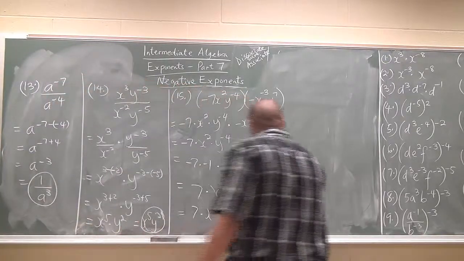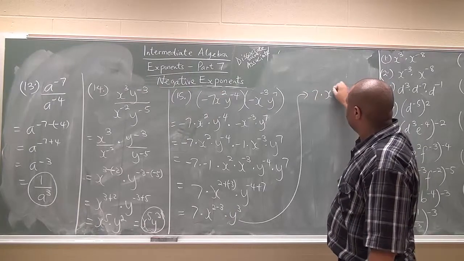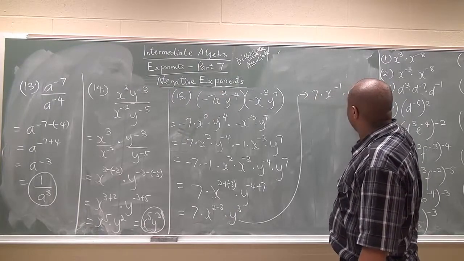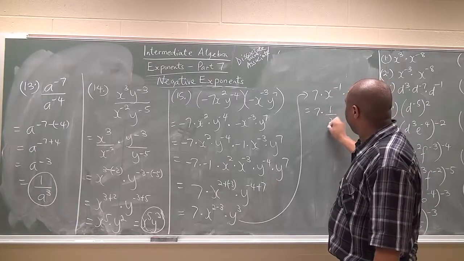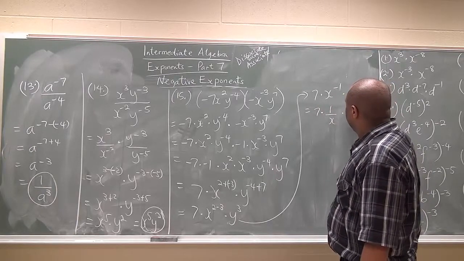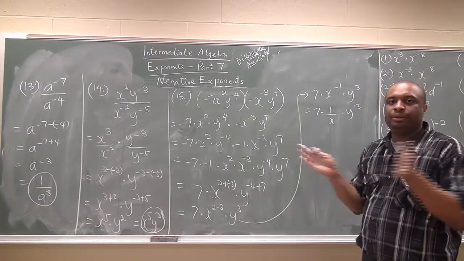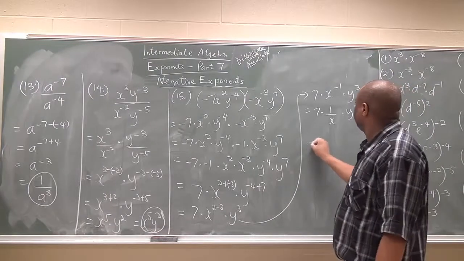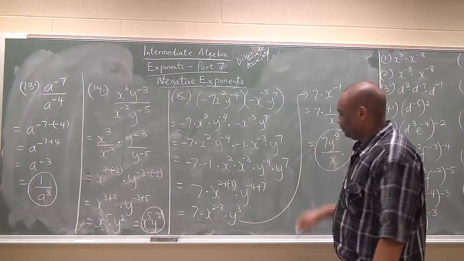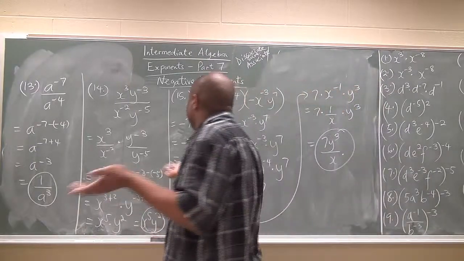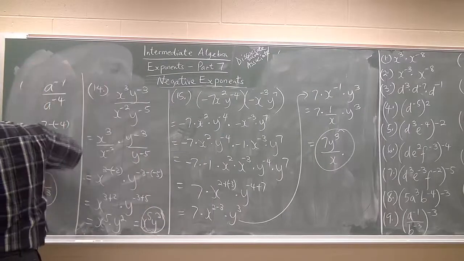Okay, so let's complete this. This will now be what? 7 times x to the negative 1 times y cubed. So this will be 7 times 1 over x times y cubed. So you finish solving, so you do what? Associate. 7y cubed over x. Okay, 4 more to go.